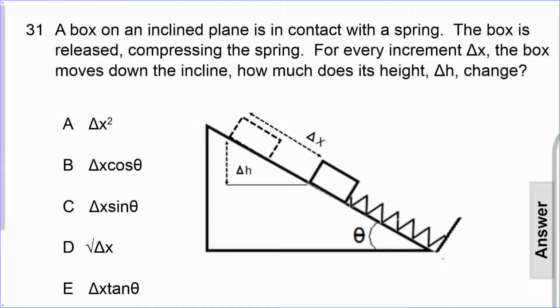A box on an incline is in contact with a spring. The box is released, compressing the spring. For every increment delta x, the box moves down the incline. How much does its height, delta h, change? Okay, go ahead and pause the video and see if you can come up with the right answer.